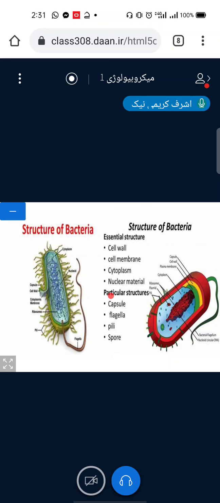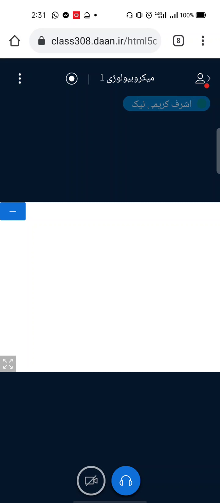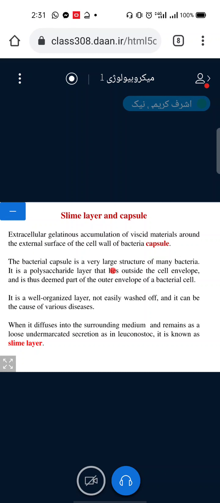Particular structures means appendages. Some things are found about some bacteria, not all of them. At first, about capsule and slime layer.